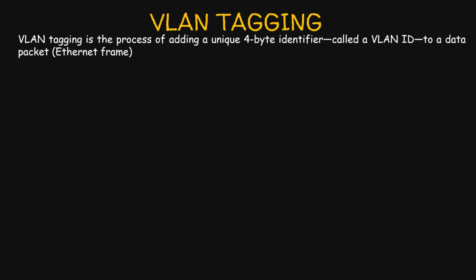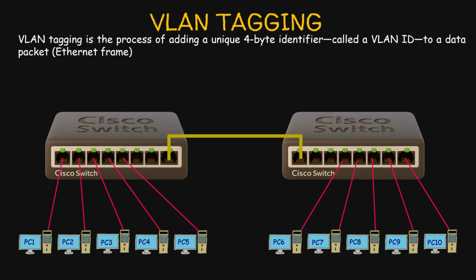Now let's see what VLAN tagging is. It is the most important concept in VLAN. VLAN tagging is the process of adding a unique 4-byte identifier, which is called a VLAN ID, to the data packet or the Ethernet frame. So have you ever thought how the receiving switch knows which VLAN a frame belongs to? The answer is by using VLAN tagging.